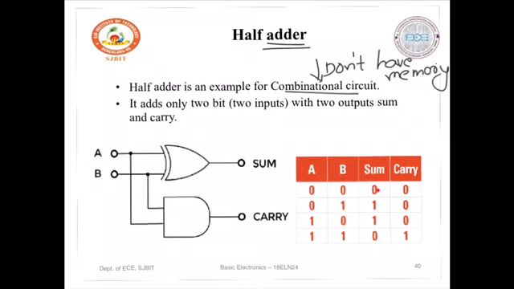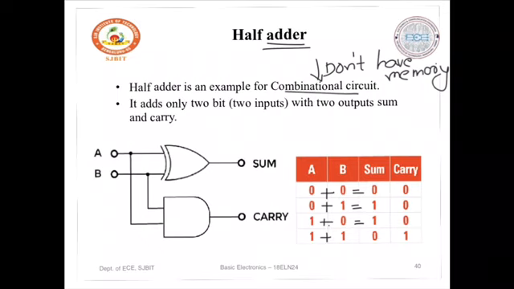Let us perform the addition for each individual combination now. For the first case, 0 plus 0 is equal to sum 0 and carry 0. For the second combination, A is equal to 0, B is equal to 1. So, 0 plus 1, sum is 1, carry is 0. For the third combination, 1 plus 0, sum is 1, carry is 0. For the fourth combination, 1 plus 1, sum is 0 and carry is 1. Here it is performing the binary addition. So, 0 plus 0 is sum 0, carry 0. 0 plus 1 is sum 1, carry 0. 1 plus 0 is sum 1 and carry 0. 1 plus 1, sum will be 0 and carry will be 1. This is performing binary addition.